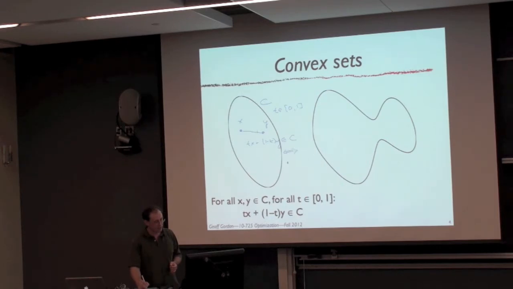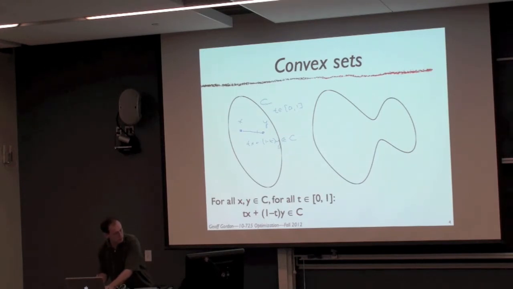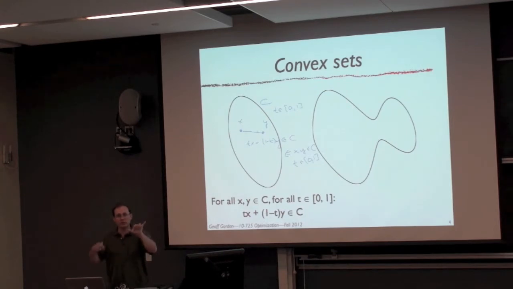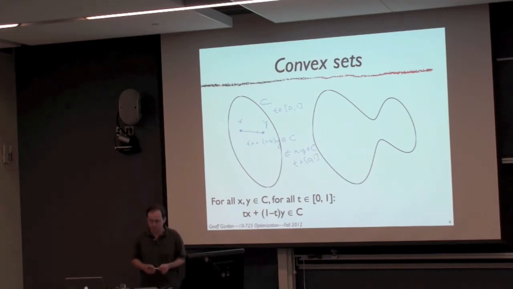And what you want is for that to be in C, we'll do it in only the one direction. We want that to be implied by x and y being in C and t being in 0, 1, right? So if any time I take 2 points in the set, draw a line between them and pick a point on the line, I get another point in the set, then the set is convex. That's the definition of convexity.